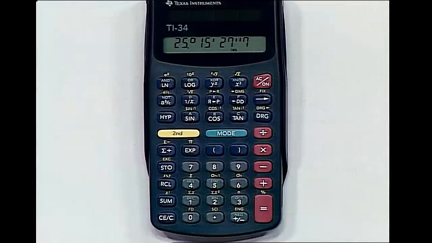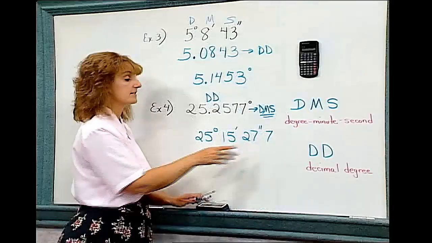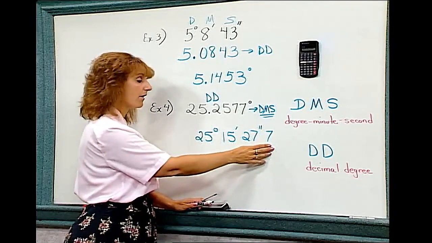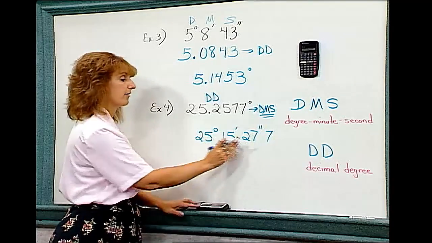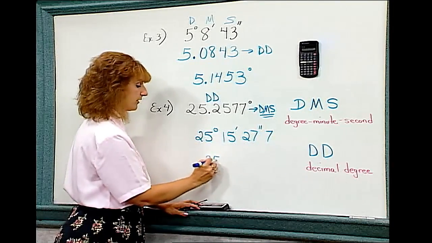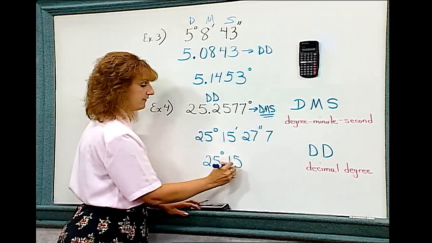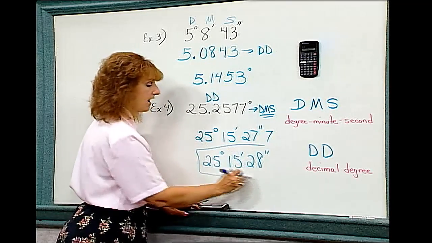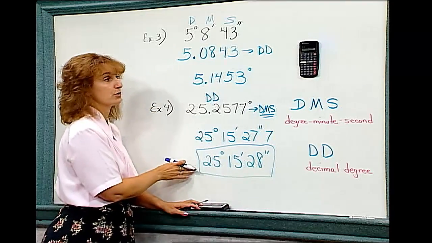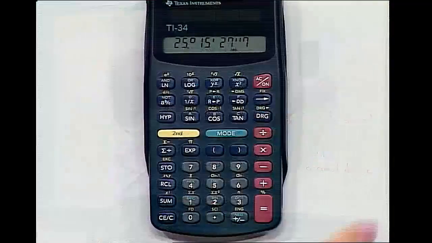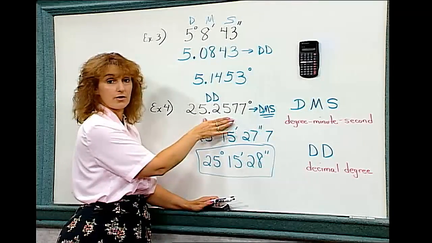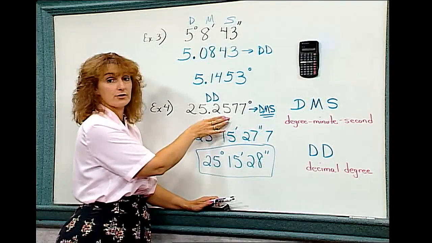and on the calculator you'll see an extra 7. This is a fractional part of a second. It's just part of the second. So we're going to round this up to 25 degrees, 15 minutes, 28 seconds. Again, if you want to check your work, you can hit the decimal degree button and it takes you back to what you started from to make sure you entered the correct number.